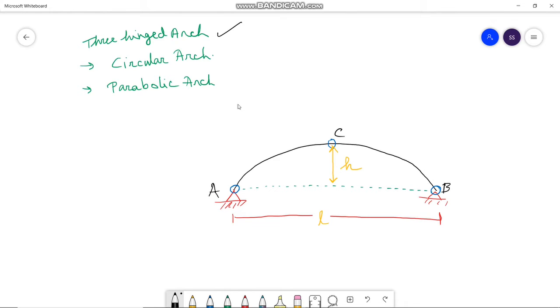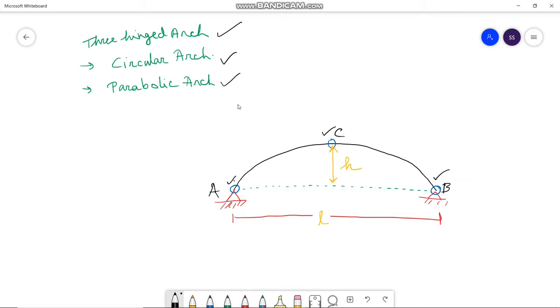And this is a typical picture of a three-hinged arch. As you can see, one hinge is at A, one hinge is at the topmost point, that is the crown point C, and the third hinge is at the support point B. Normally, the three-hinged arch is of two types: one is the circular arch and the other is the parabolic arch.